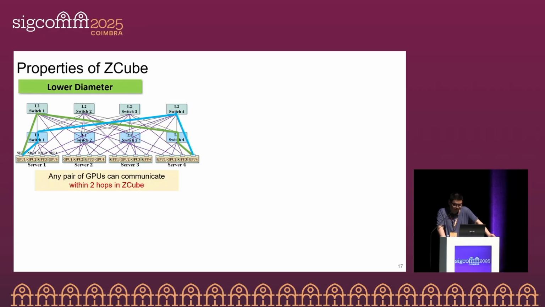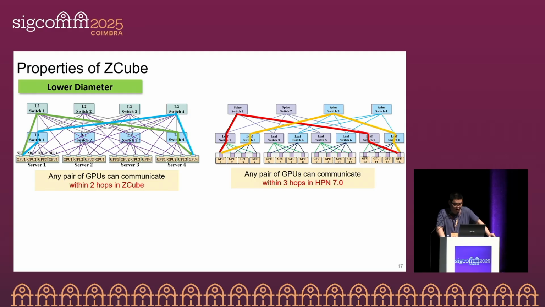Next, we introduce the properties of ZCube. Firstly, it has a low diameter property. Any pair of GPUs can communicate within 2 hops in ZCube, whereas in HPN 7.0, it takes 3 hops.